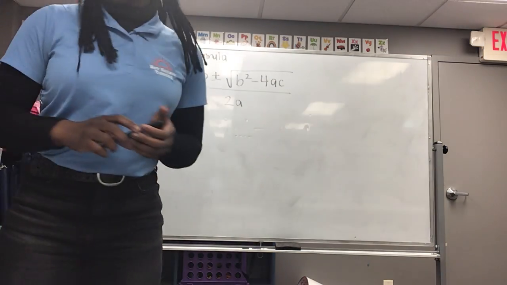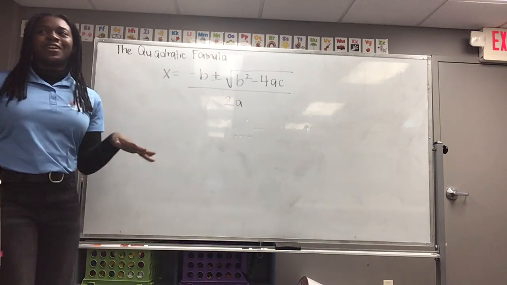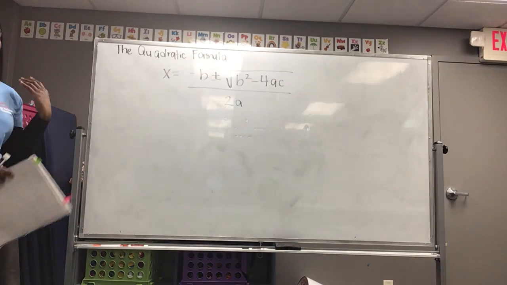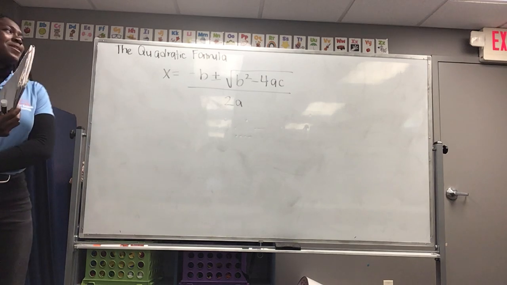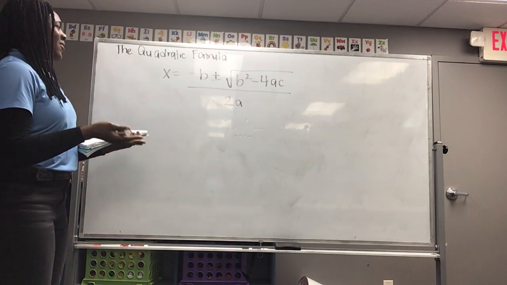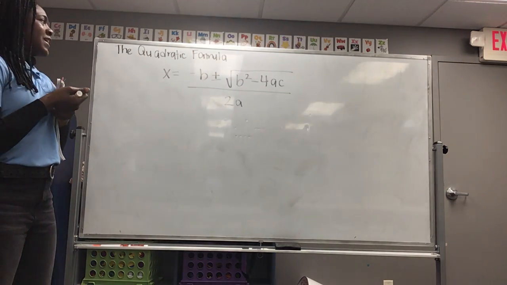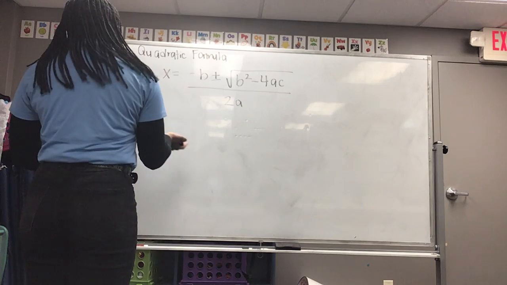Okay, so that was the song, and that's how I remember the quadratic formula. If you want to look it up later and play it, you can, because I'm not going to play it again. But that helps me remember that it's negative b plus or minus the square root of b squared minus 4ac all over 2a. So we are going to use the quadratic formula to solve a quadratic equation.